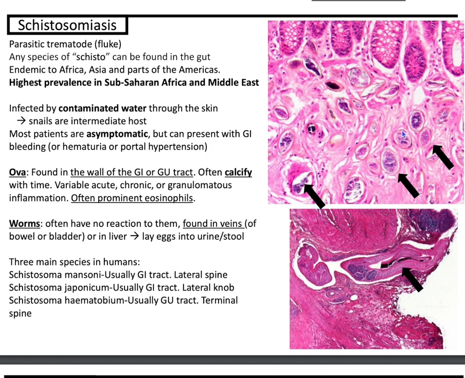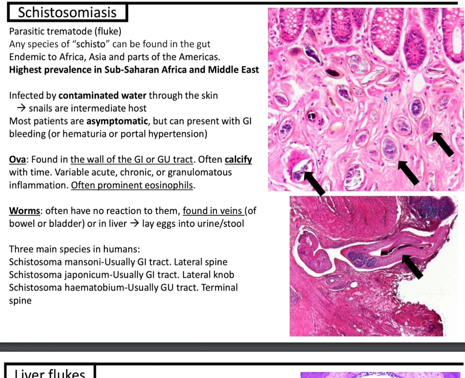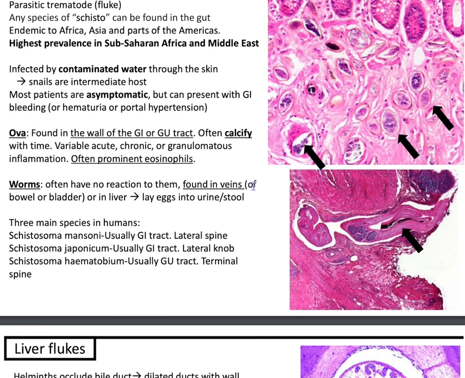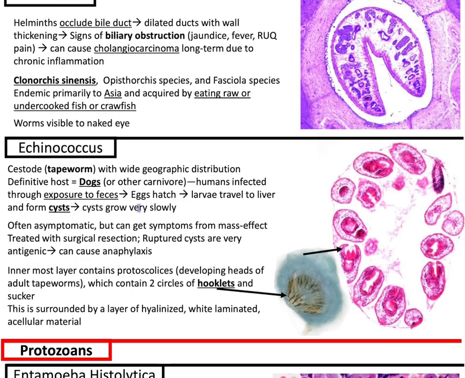You can get variable acute, chronic, or granulomatous inflammation, and often prominent eosinophils. 3 types. Remember, if you ever see the egg, it's on a test question. Schistosoma mansoni, GI tract, carrying the knife, so it's a lateral spine. Schistosoma japonicum, usually GI tract, it's a lateral knob, not very prominent. And Schistosoma haematobium, GU tract, terminal spine.